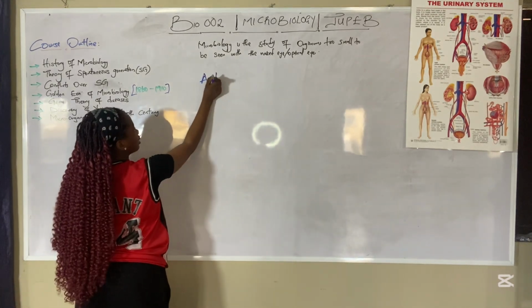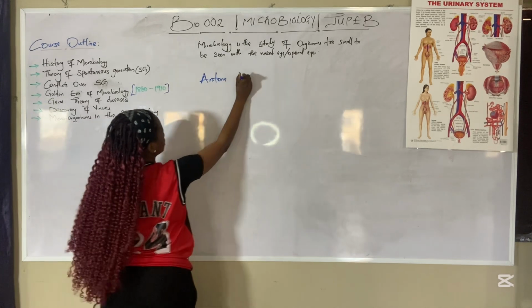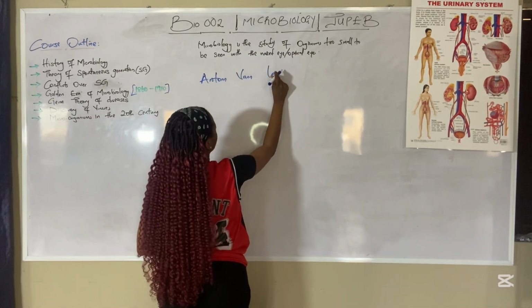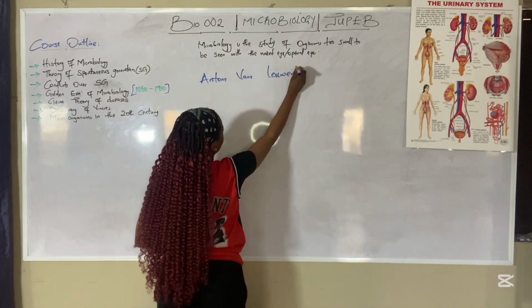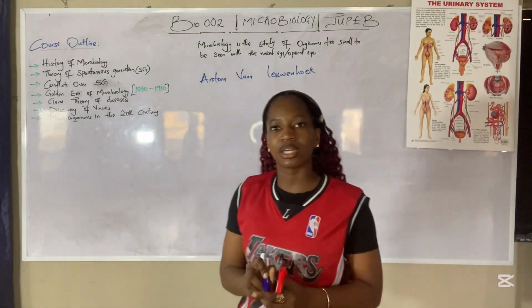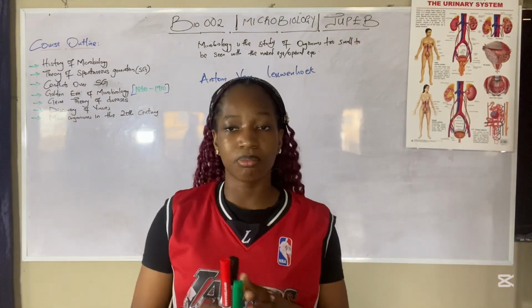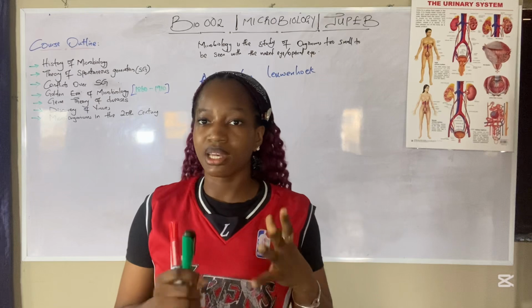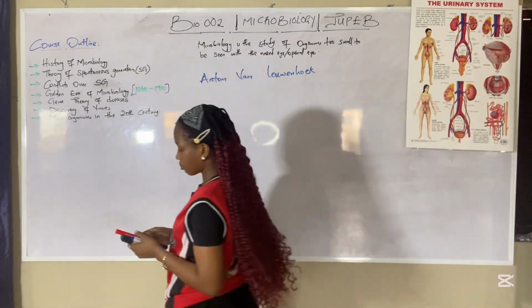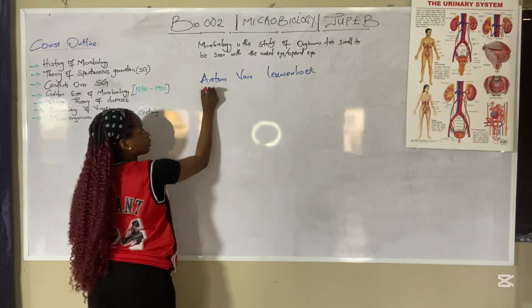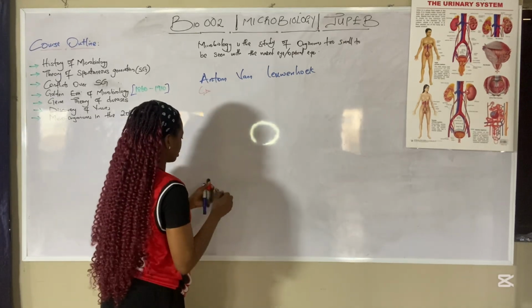Anthony van Leeuwenhoek. So this man came up one morning and said, I want to create a microscope that has great magnifying power, and he viewed microorganisms. Earlier on he named them animalcules. Take note of this, animalcules. He named microorganisms animalcules.